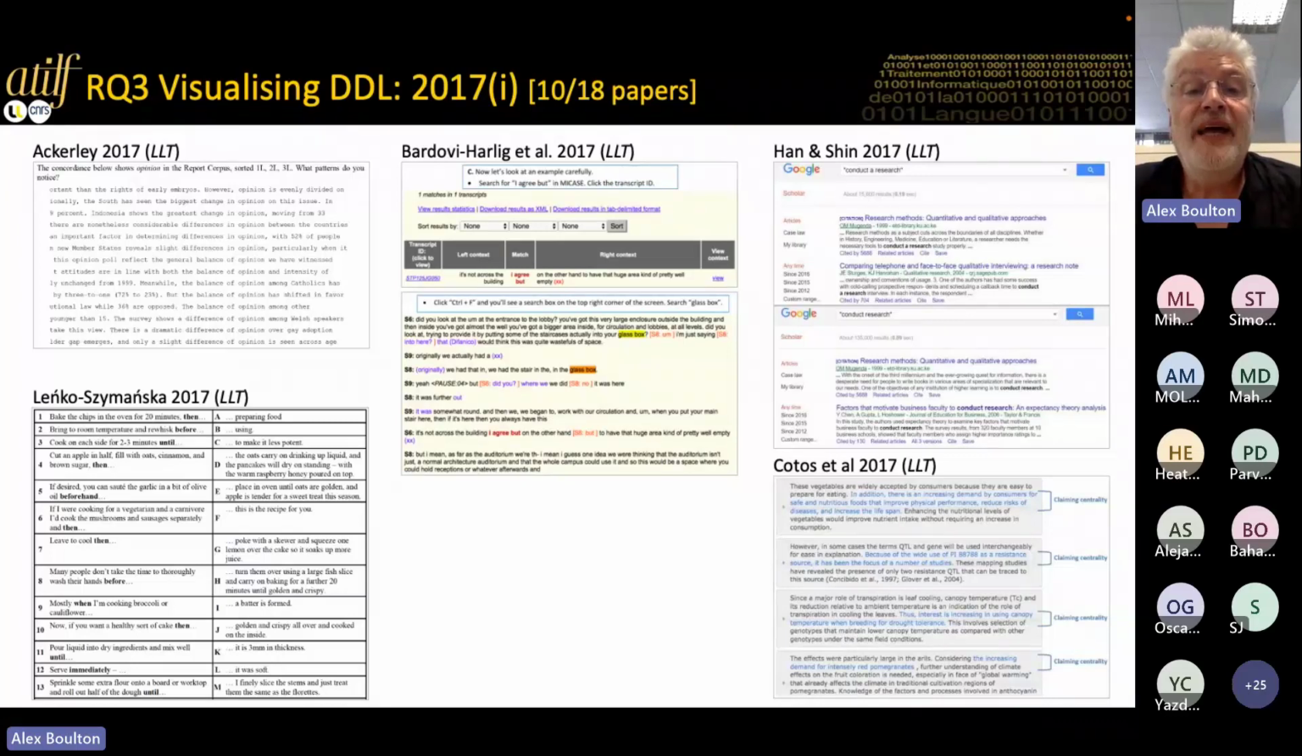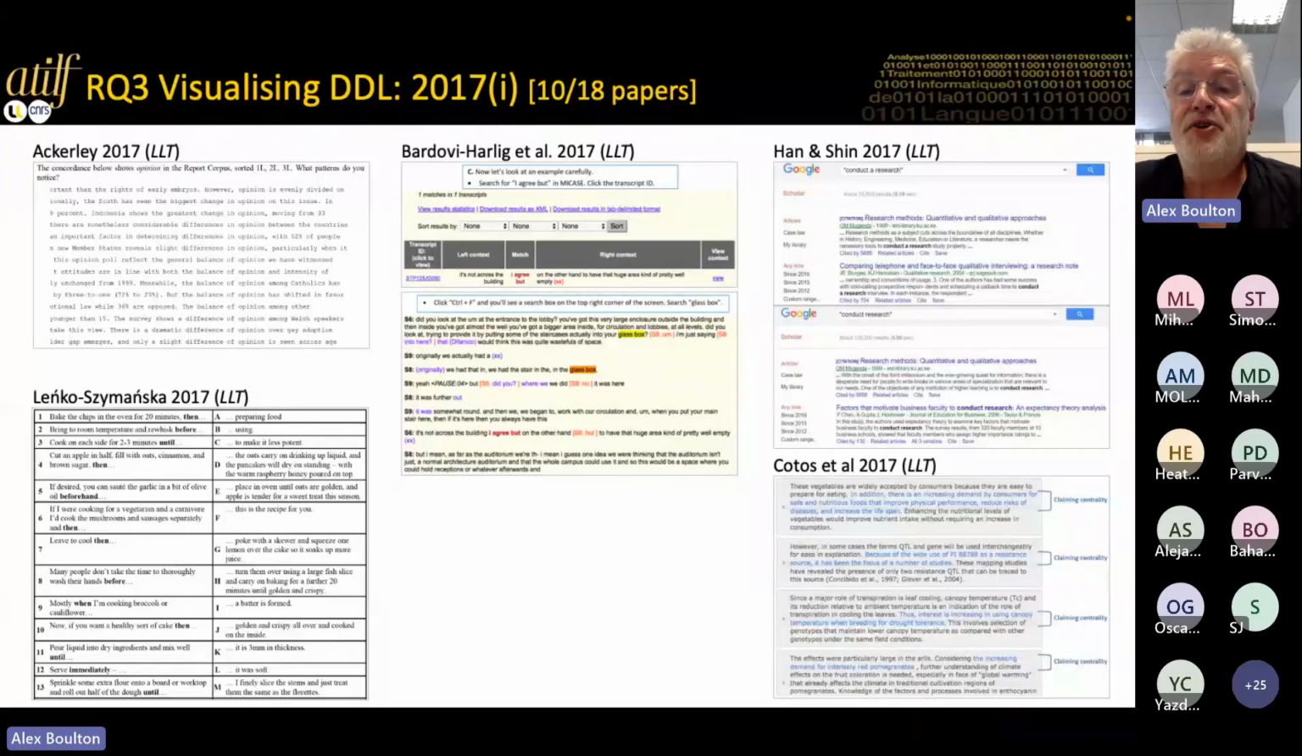Bardovi-Harlig et al., they were looking at pragmatic issues, which is quite fun. In particular, you can see here, this was, I think it was MICASE, or was it MICUSP? We have extended context as well. So it's spoken language, well, a transcription of spoken language, and you can look for particular things, but you can also look down and see that in the wider context of how people interact.